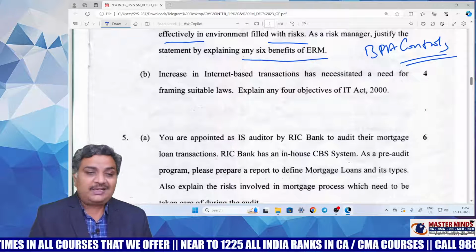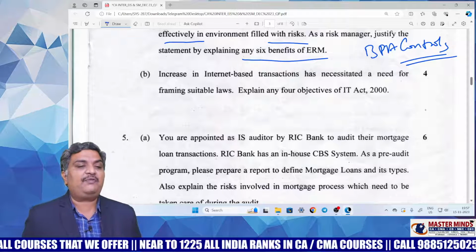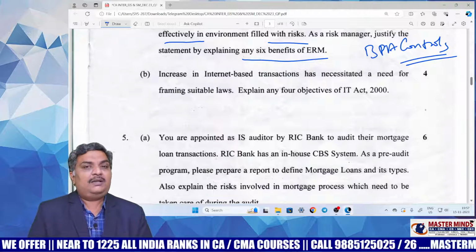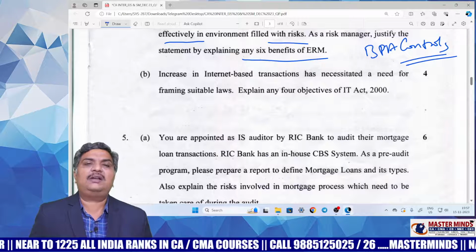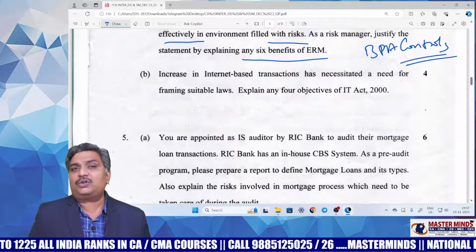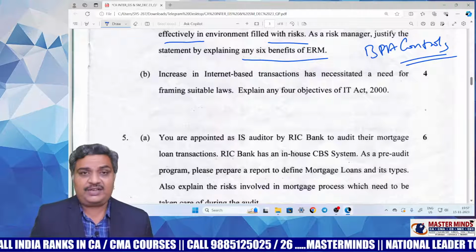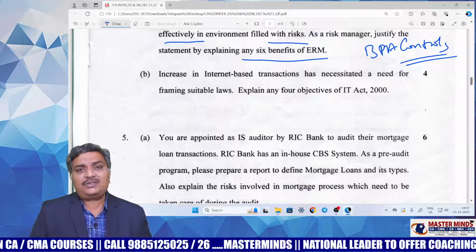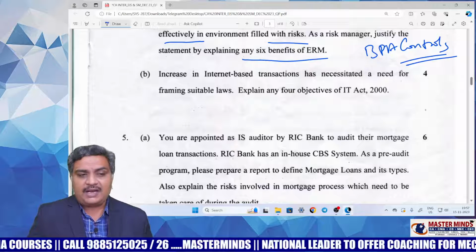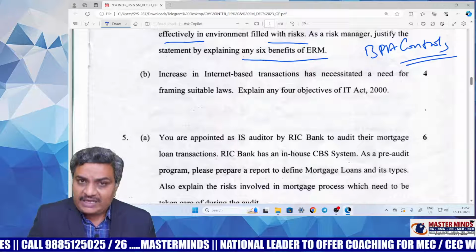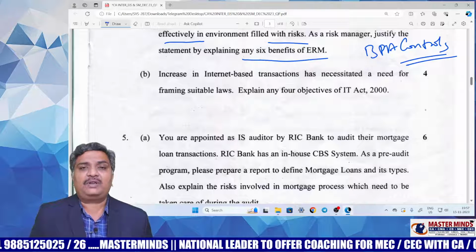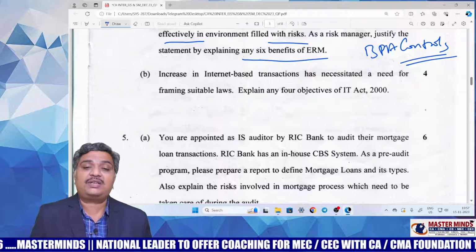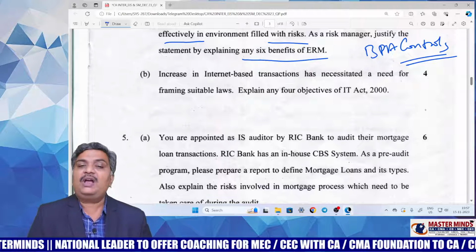Now, increase in internet-based transactions has necessitated a need for framing suitable laws. Explain any 4 objectives of IT Act 2000. So, IT Act 2000 has certain objectives, and IT Act 2000 has authenticated the digital signatures. Email has been used as an official source of communication. Likewise, IT Act 2000 has brought several changes and several things into existence in the internet era for the support of digital economy. So all those things you need to write, and you need not write all the things. It is just enough if you write 4 objectives of IT Act 2000.